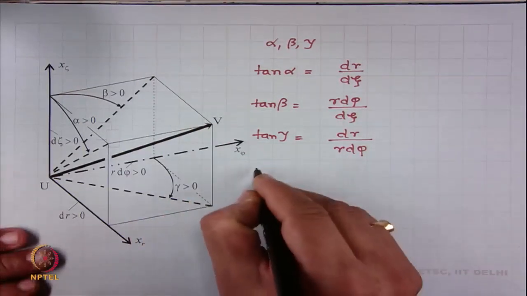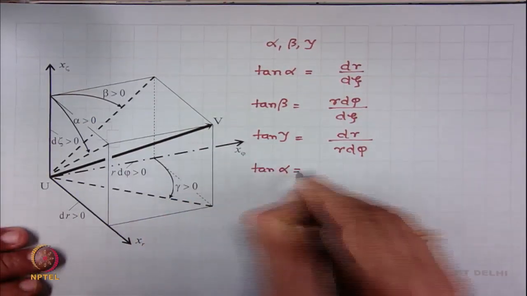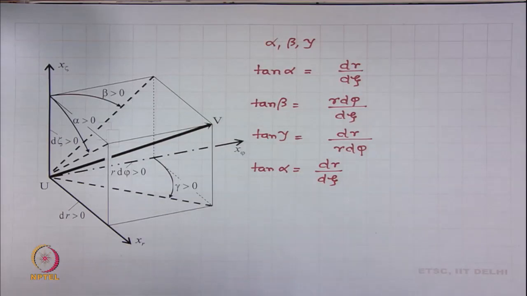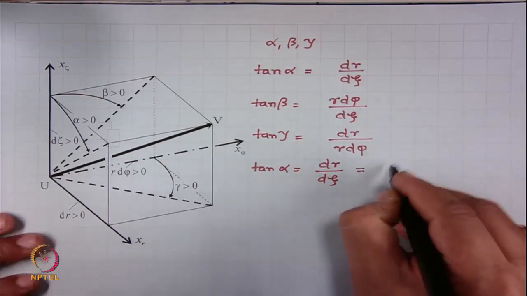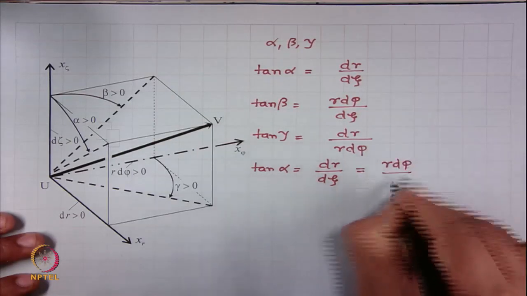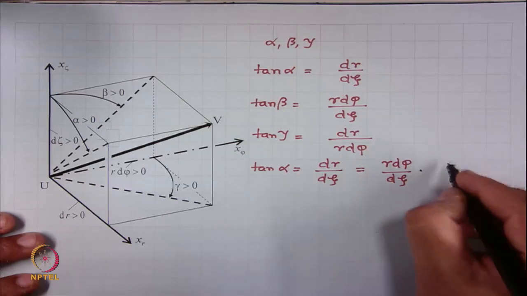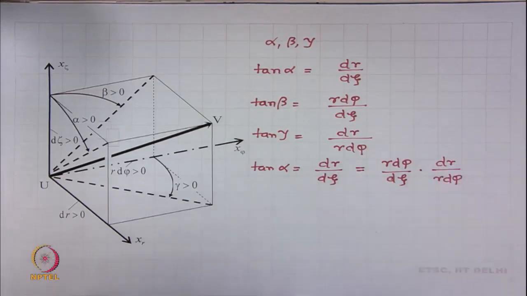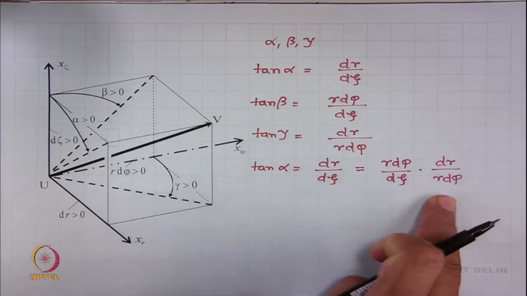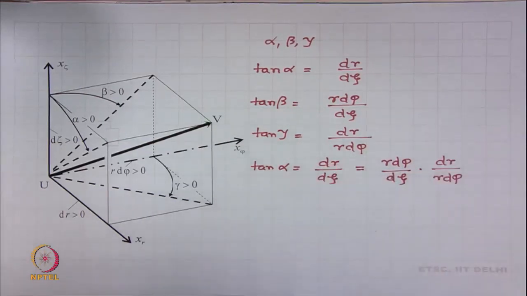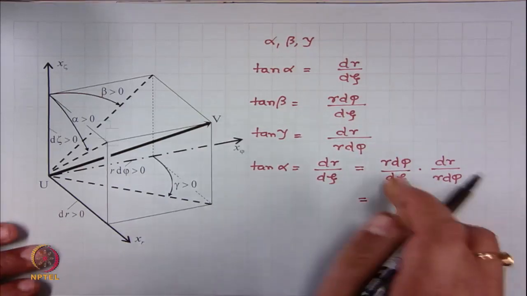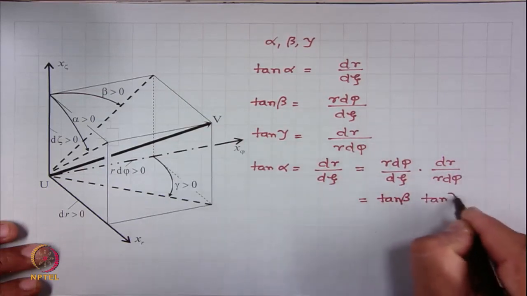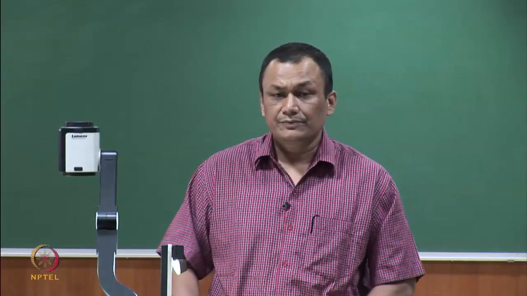Now, we see that tan alpha is dr by d zeta. Dr by d zeta can also be written as r d phi by d zeta into dr by r d phi. This r d phi and this r d phi will cancel out. So, it will remain dr by d zeta. So, what is this? This is tangent of beta and this is tangent of gamma. So, these angles are also related.